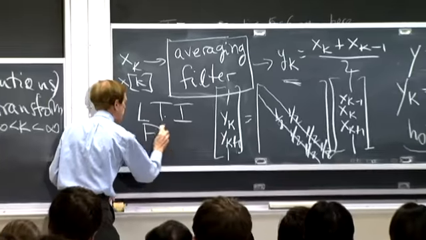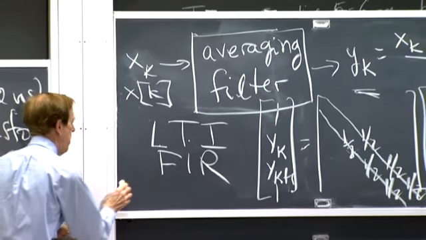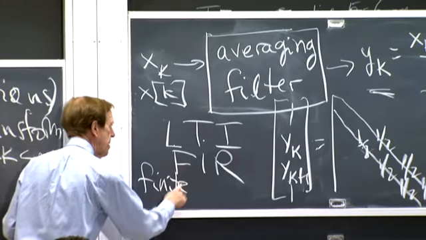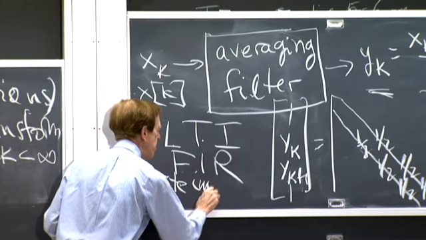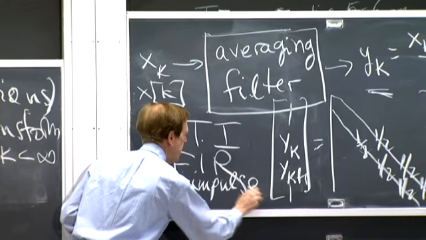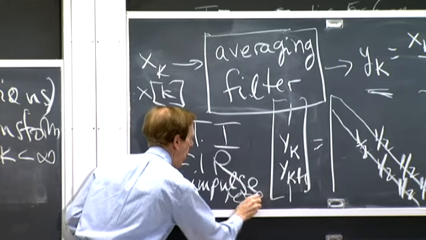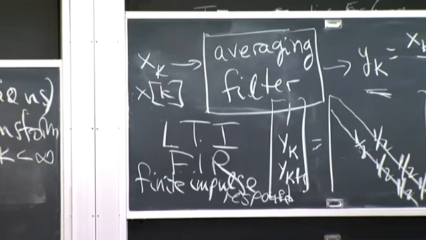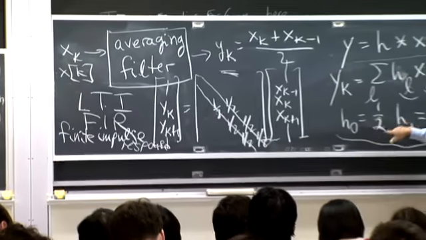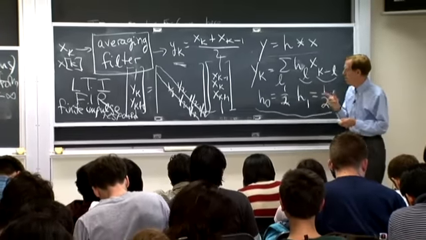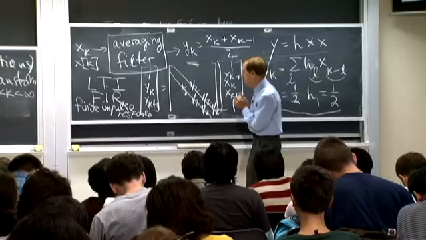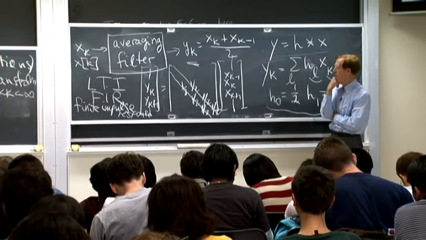Okay, that was linear time invariant. Now the next initials you'll see will be FIR. It's an FIR filter. So that's finite impulse response. What does impulse response mean? It means the h. The vector h is the impulse response. The vector h is what you get if I put an impulse in. What comes out? Just tell me, what happens here?